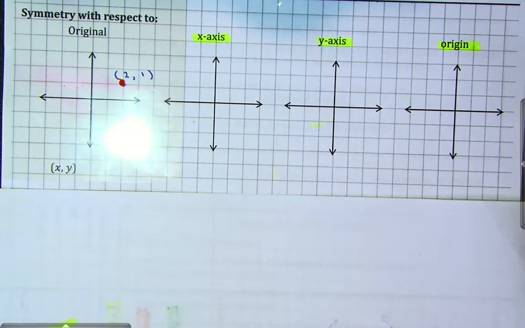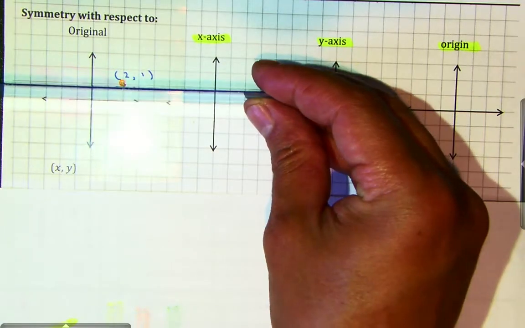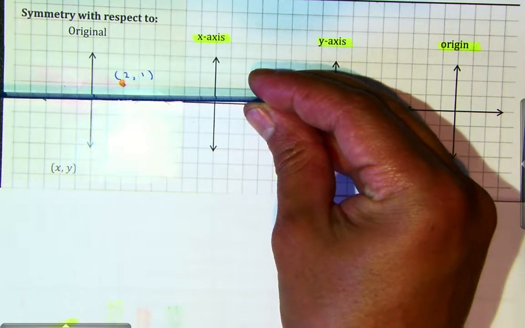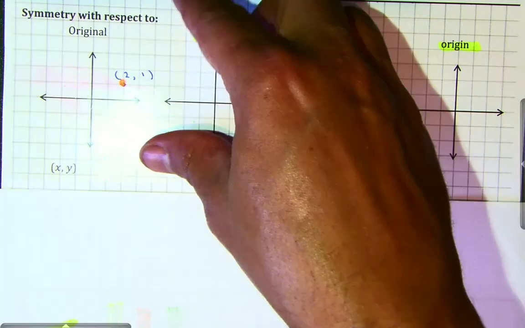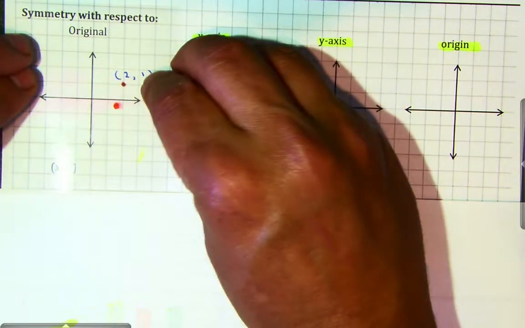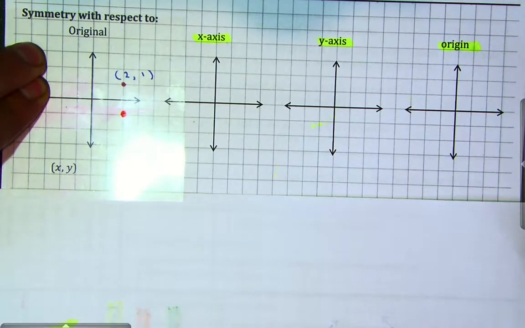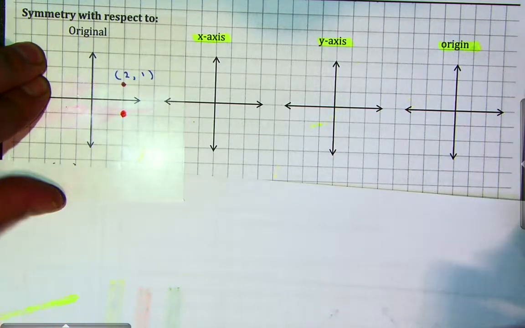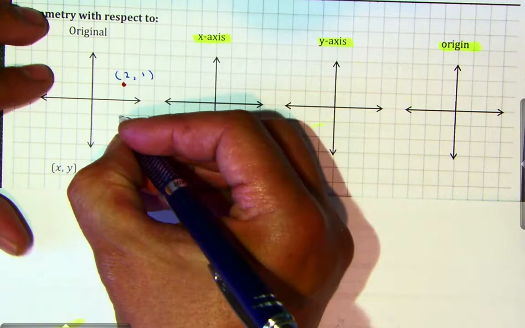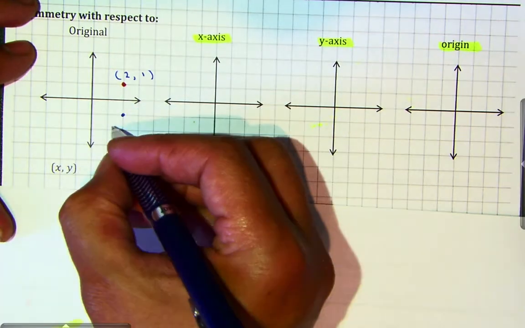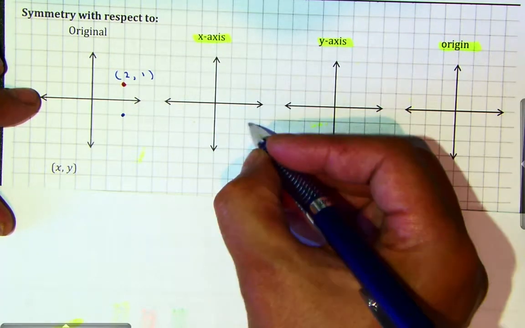And what I want to do is reflect it with respect to the x-axis. So this is your x-axis. What happens if I reflect it with respect to the x-axis? If I reflect it, it's going to be right over here. Do you guys agree? So therefore, this was my original, and my reflection will be here.